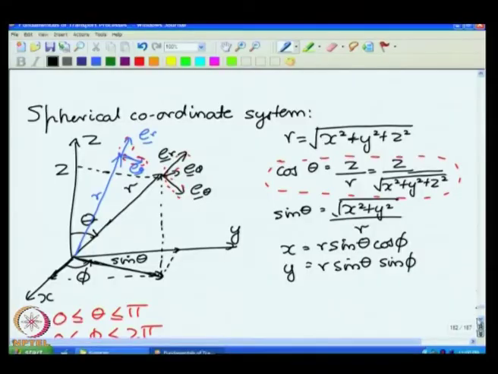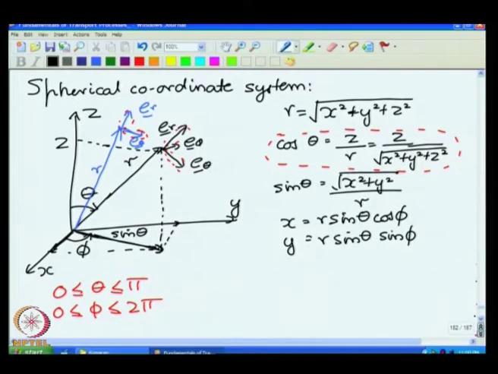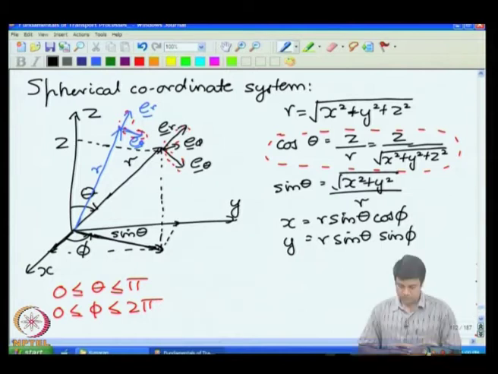So, the spherical coordinate system, three coordinates in this coordinate system are r, theta and phi. R is the distance from the origin, and the unit vector E r is along the direction of increasing r. Theta is the angle made by the radius vector with respect to the z coordinate, and E theta is in the direction of increasing theta.